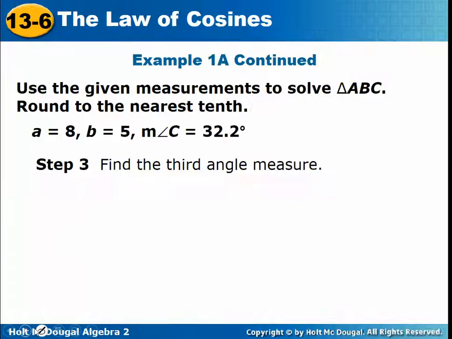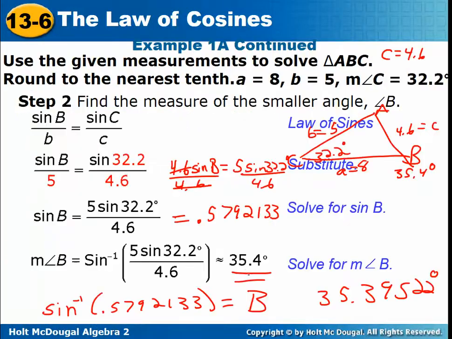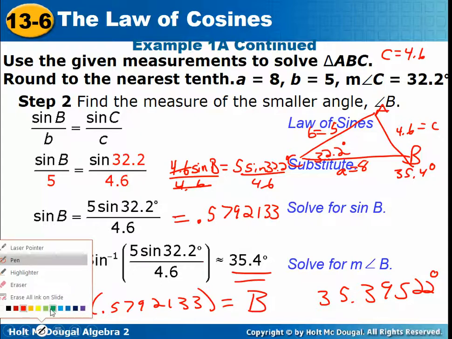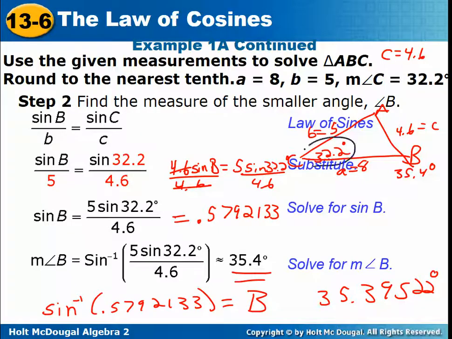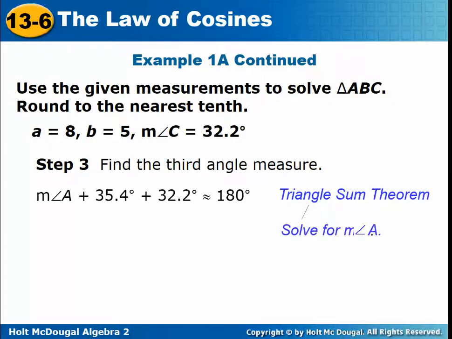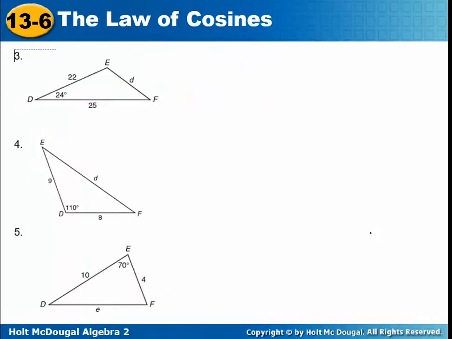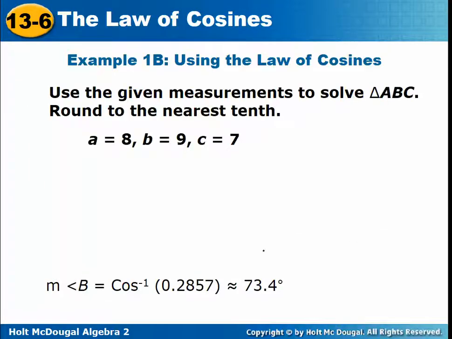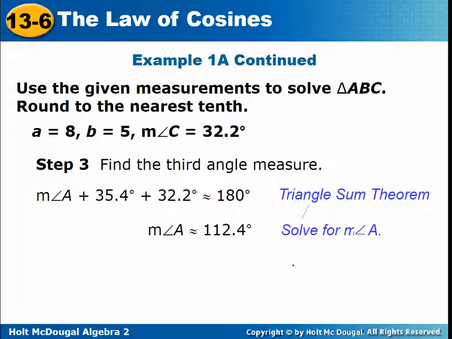Now the only thing left to find is the other angle. So now we know that we have 32.2 for angle C, we have 35.4 for angle B, so we can just take 180 minus angle C minus angle B to find the missing angle, and then we'll be all done. We'll have all the parts of the triangle solved for. And whoops, there it is. It is about 112.4.